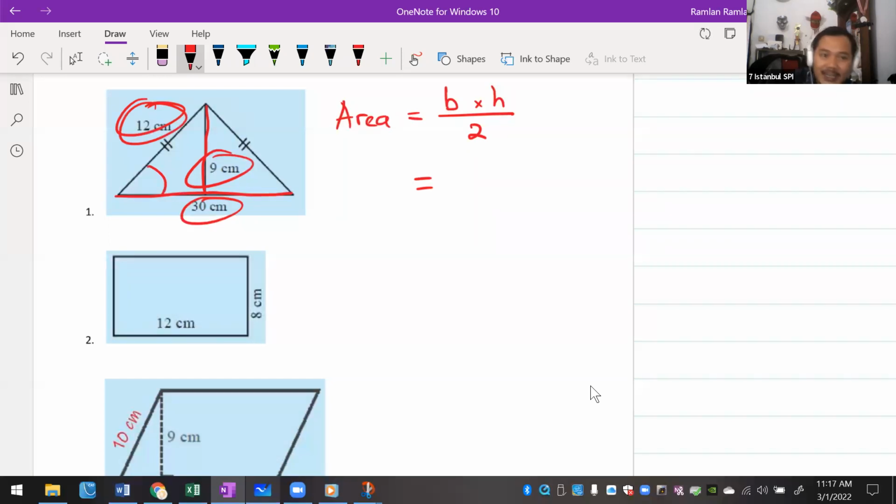It's not making a 90-degree angle gitu ya. Jadi jangan sampai salah gitu ya. So ini cuma mengecoh aja gitu kan. Kalian bisa jadi salah pilih gitu ya. So the base is 30, right? And then the height is 9. And then you divide it by 2.